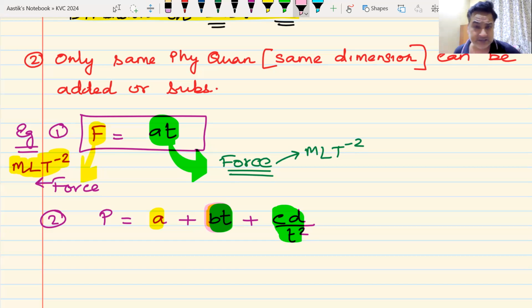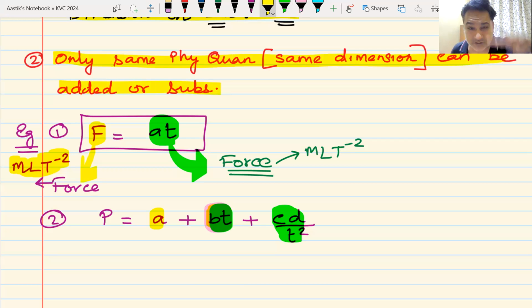Now you don't know what all these terms are, you are just guessing. But you can say one thing very correctly and carefully. What can you say about the dimensions of these three terms? Are these dimensions going to be same or different? Three different physical quantities are there: A, Bt and CD by T square. Will they be same or will they be different? Same, sir. They would be same. Yes or no? Why would they be same? Because only those physical quantities can be added or subtracted which are same.